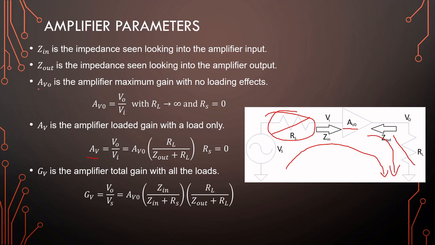So AV0 is the amplifier's capability. AV is with only a load. So the input impedance here is designed to be much higher than any source resistance. AV will do fine, and then GV is how our amplifier will operate in a certain setting or scenario.